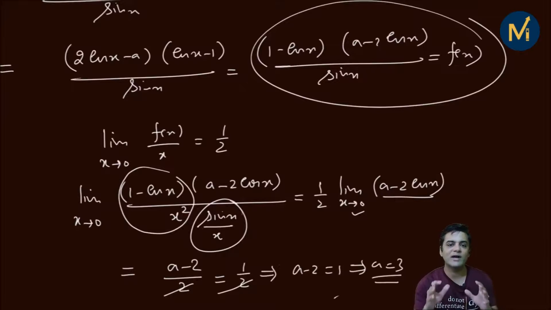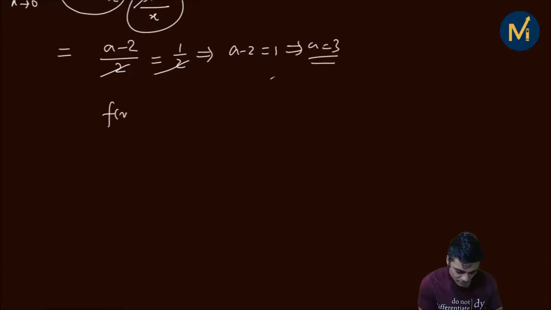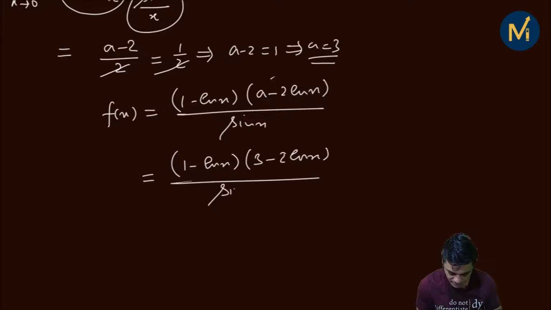So we got the value of a, right? So what is your f of x now? If you recall your f of x, check the form. It was 1 minus cos x multiplied by a minus 2 cos x divided by sin x, right? This was your f of x. Now let's take a as 3. So it becomes 1 minus cos x multiplied by 3 minus 2 cos x, and this divided by sin x.